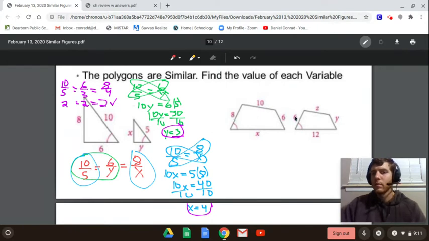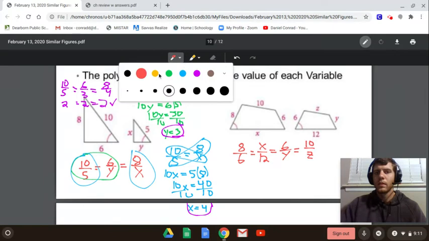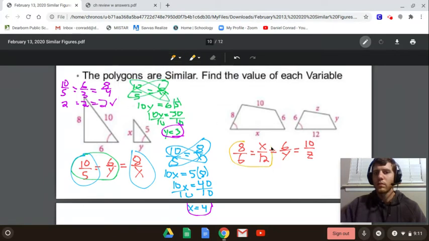Okay, so 8 is going to match up with 6, so we'll do 8 over 6. Okay, x is going to match up with 12, so we're going to do x over 12. This 6 is going to match up with y, so we'll do 6 over y. Okay, and then the 10 here is going to match up with the z, so we're going to do 10 over z. Okay, we need to pick 2, so we want to solve for x, so I'm going to pick the first 2 here to solve for x.